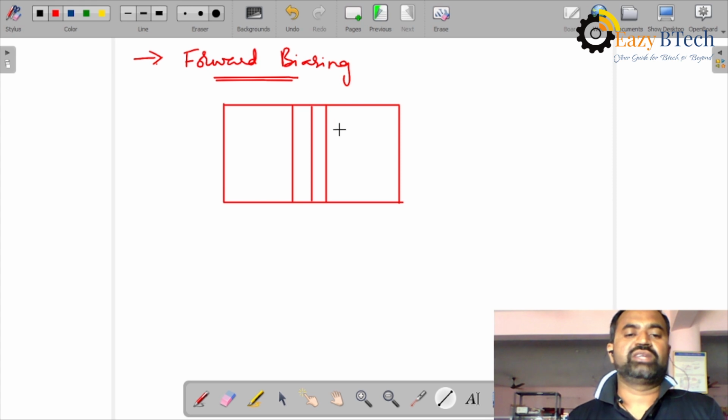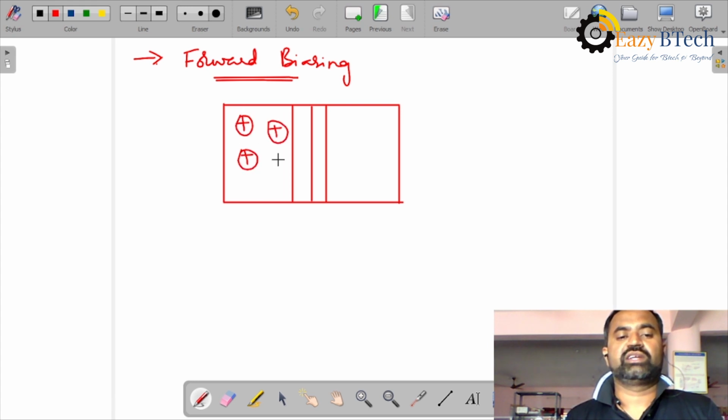It is a PN junction diode. Here we have the positive ions, positive charge carriers, mobile charge carriers. Here we have the mobile charge carriers, they are the electrons in N side. This is N side. It is P side. Here we have acceptor ions. Here we have donor ions.